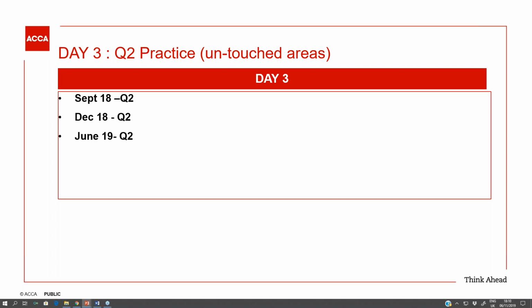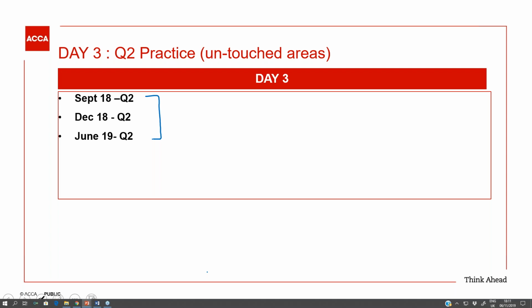Now, something which is important. I'll be looking at these three question twos in all recent papers. I'll be looking at question two of the September 18 exams. I'll be looking at question two of the December 18 exams. And I'll be looking at question two of the June 19 exams. These are the question twos since the format of the paper was changed.